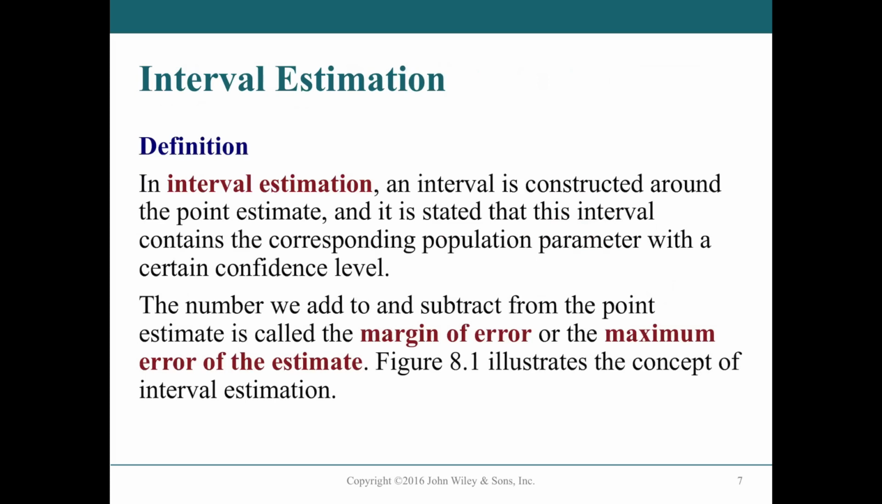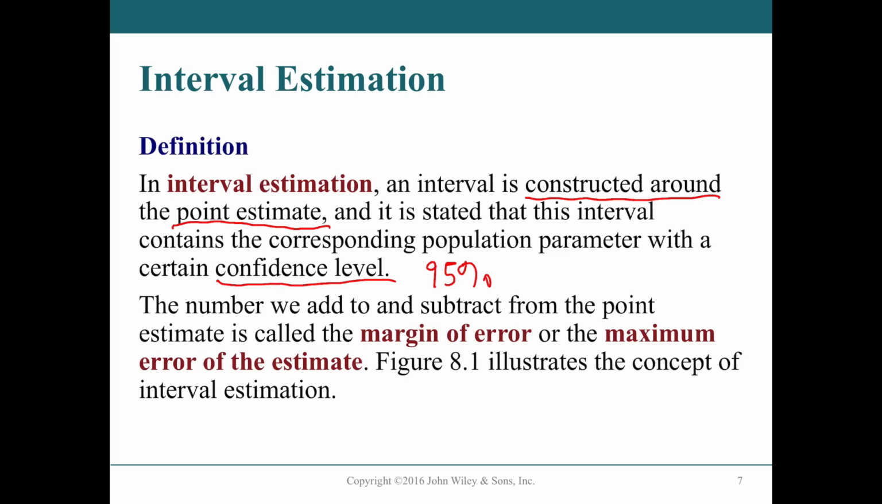But in interval estimation, which is more important to us, confidence intervals, an interval is constructed around the point estimate. Point estimate is typically in the center. As far as this class, it'll always be in the center. And it's stated that this interval contains the corresponding parameter with a certain confidence level, such as 95%. There's also 90 and 99 and various others.